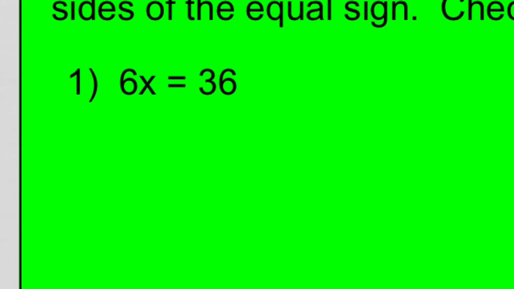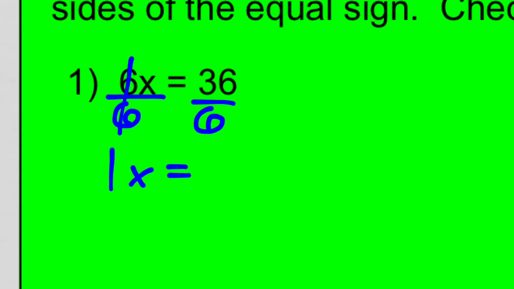So number one, 6x equals 36. This means multiply, right? Multiply by 6. We always solve the equations by doing the opposite of what's there. So the opposite of multiply by 6 is divide by 6. 6 divided by 6 is 1x. 36 divided by 6 is 6. And that's the same as saying x equals 6.